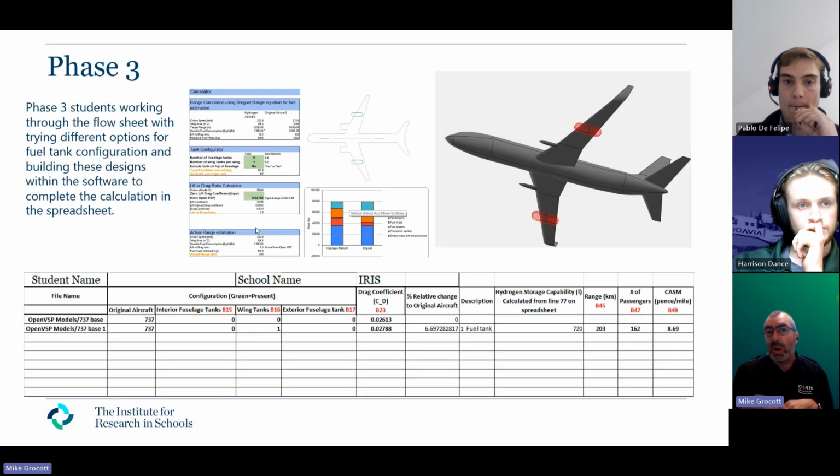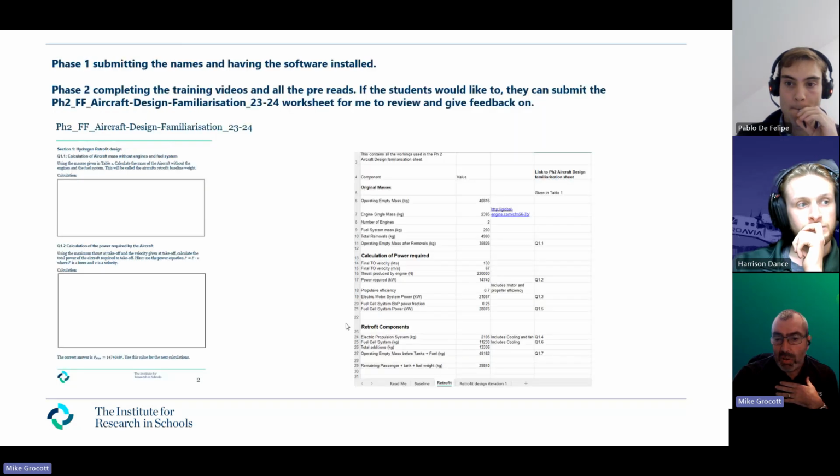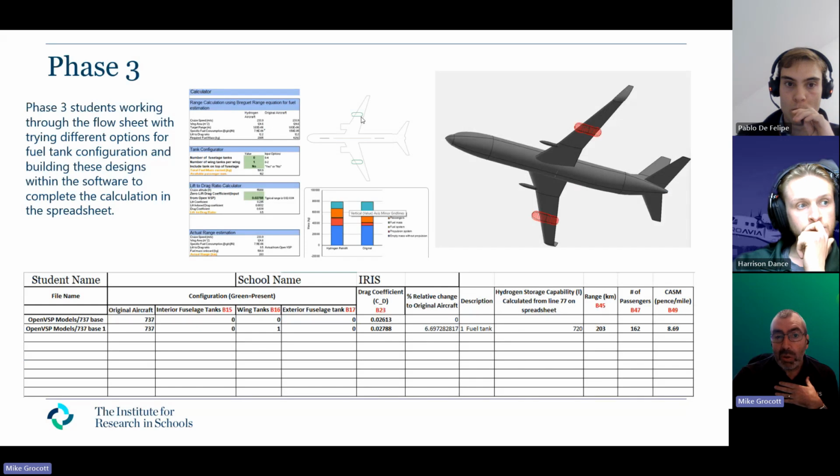So phase 3 is where you actually start addressing the challenge. And as we see, there's a spreadsheet that Pablo illustrated, and that's where you work from, because you notice down here there's a retrofit design 1 iteration. This is where you would put your tanks in. You would then build your model in OpenVSP, and then do your calculation of your drag coefficient. You would put that in there, and that will give you an answer.